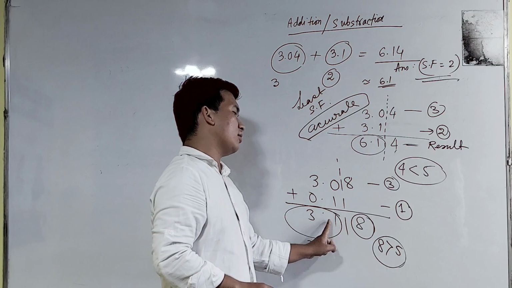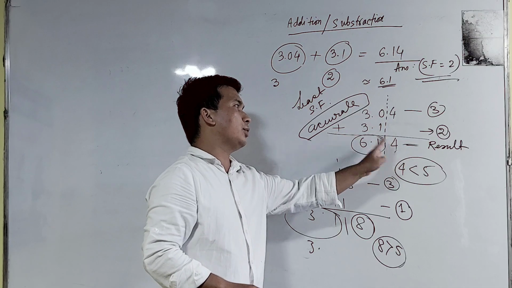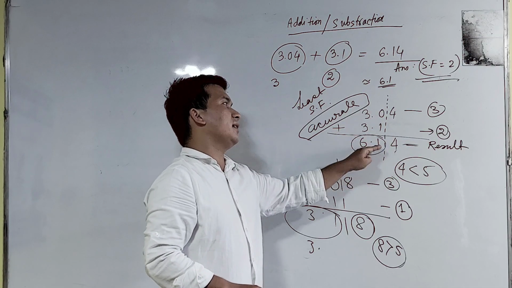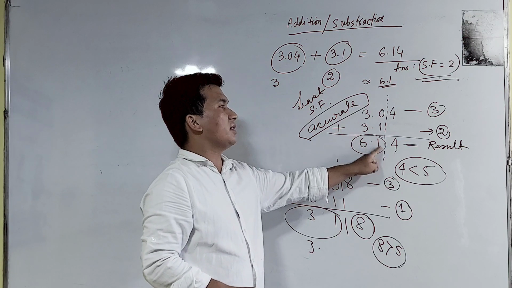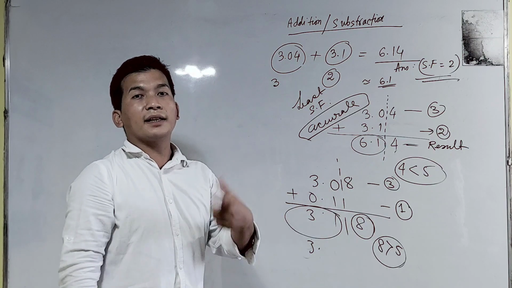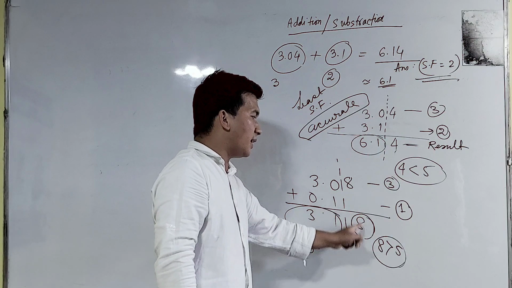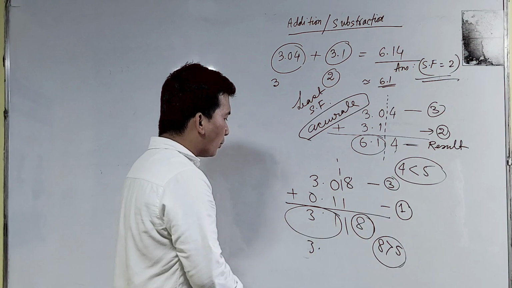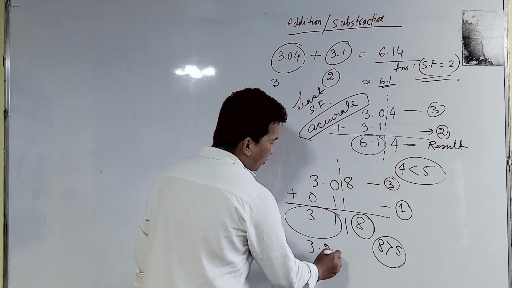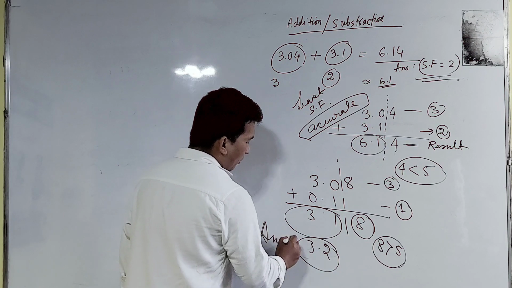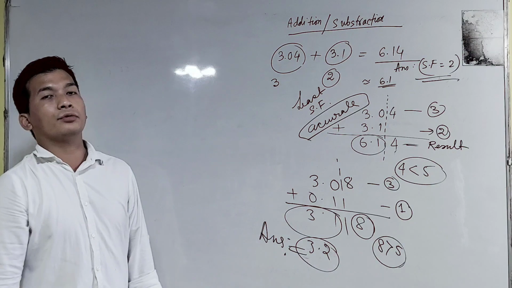This is the 1. This 4 is less than 5, so we are not going to change any digit. We are not going to add 1 to this preceding digit. Here, the leftover digit 8 is greater than 5, so we are going to add 1 more. 3 plus 1, our answer will be 3.2. This will be the correct answer. Is that understood or not?